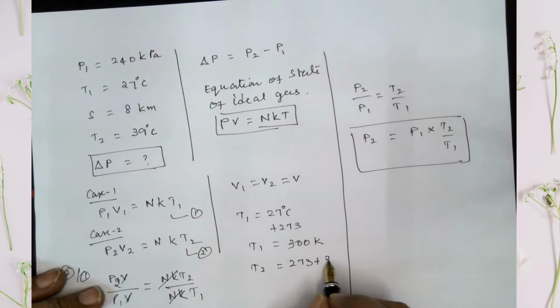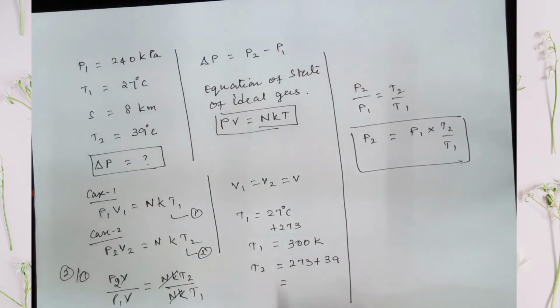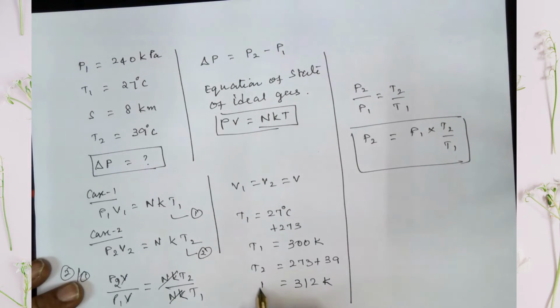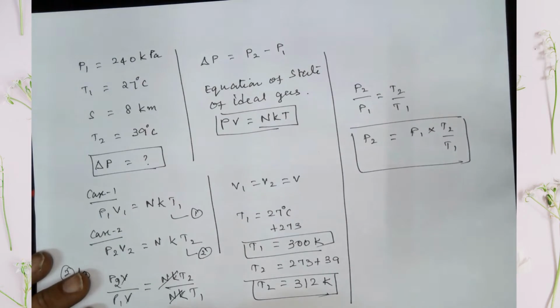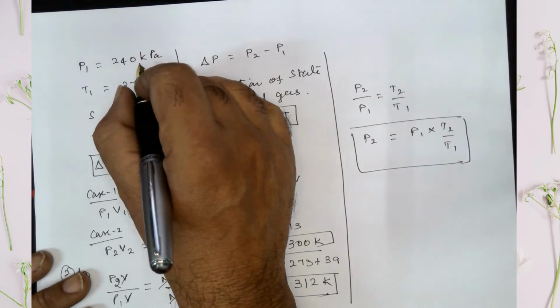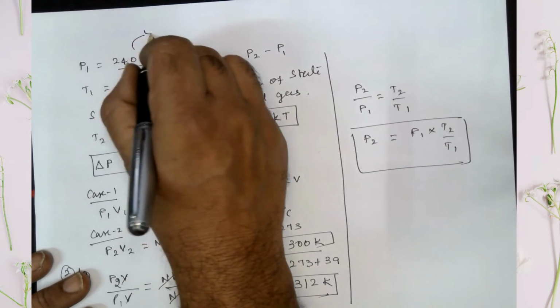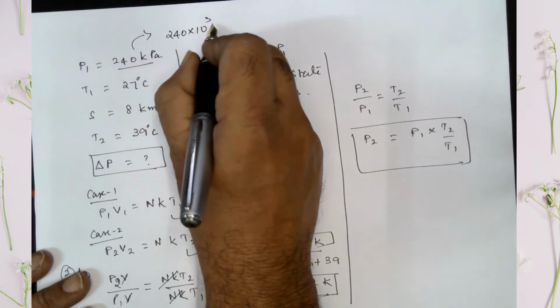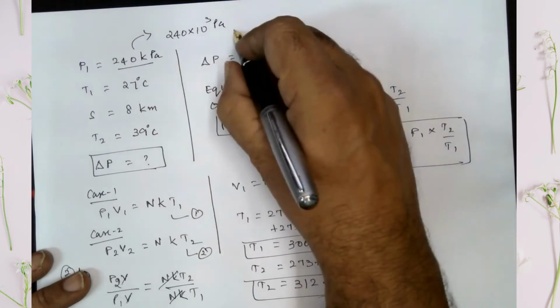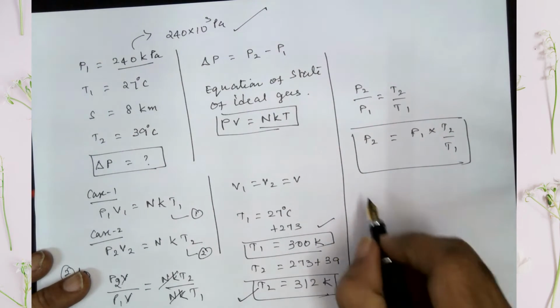And T2 is equal to 273 plus 39 degree to give the Kelvin value. So 3 plus 9, 12, balance 1, 4, 11, and 3 Kelvin, 312 Kelvin. This is the T2 value. So we have T1 value and T2 value. Now we can suitably substitute here. Kilopascal can be converted into Pascal, that is 240 into 10 cube Pascal. Now we have got all these values, substitute and get the answer.